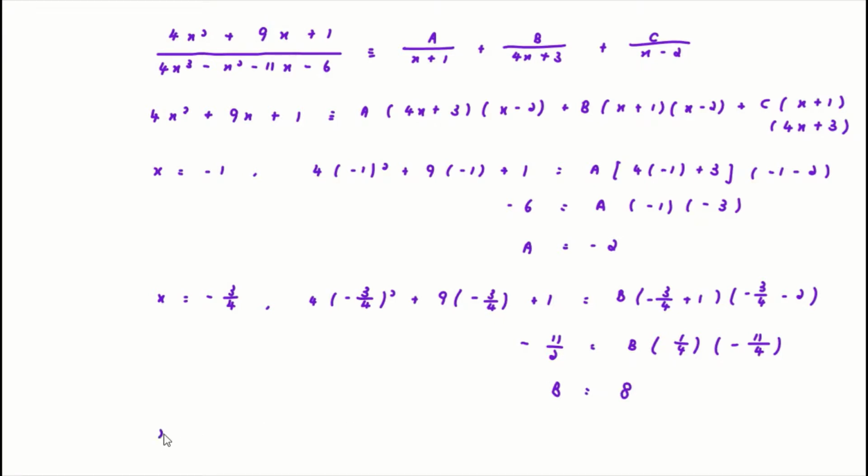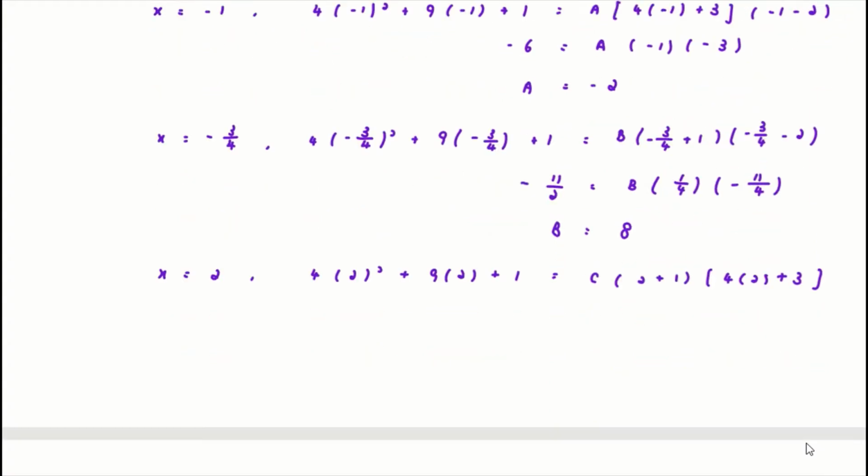Move on, the next one, x equals the last one, which is 2. So 4 times 2 squared plus 9 times 2 plus 1 equals c times 2 plus 1 times 4 times 2 plus 3. So 16 plus 18 plus 1, 33, equals c times 3 and 11. So this gives us c equal to 33 over 33, so c is equal to 1.